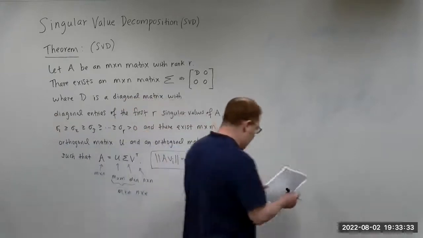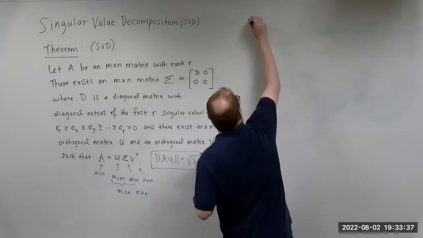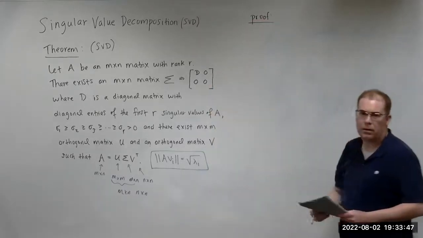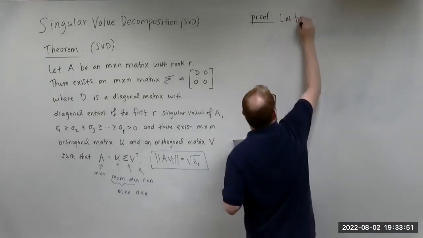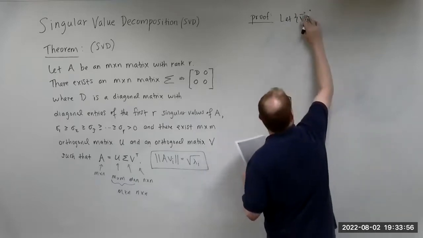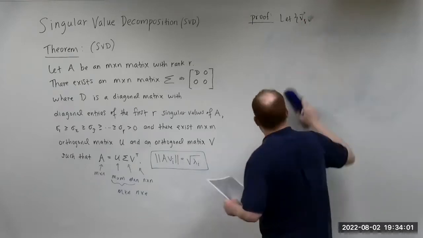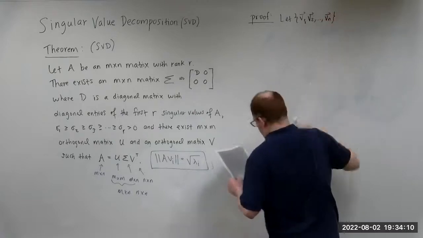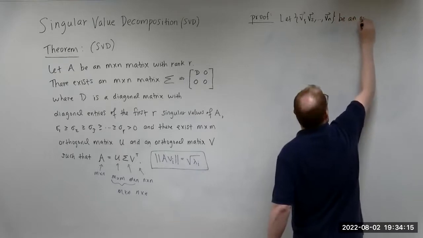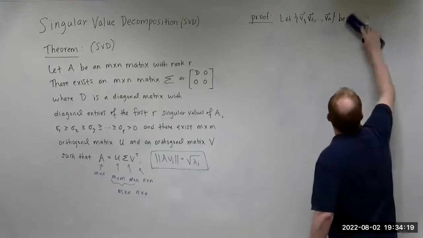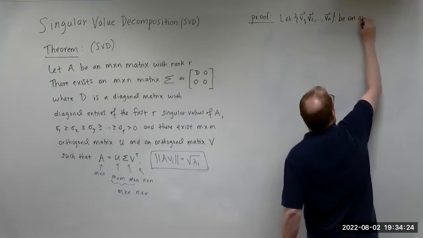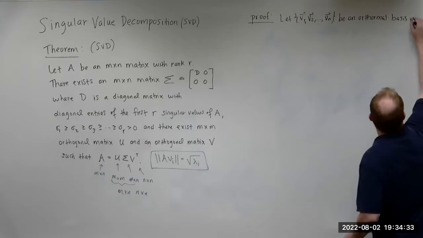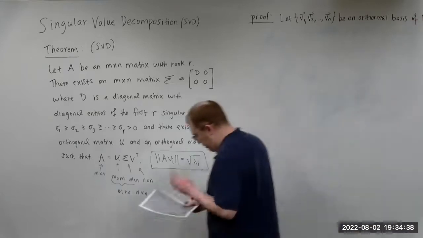Okay, so the proof of this. We're going to let the collection V1, V2, up to Vn be an orthonormal basis of our vector space R^n.